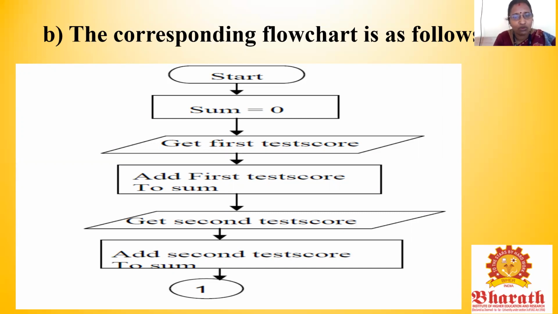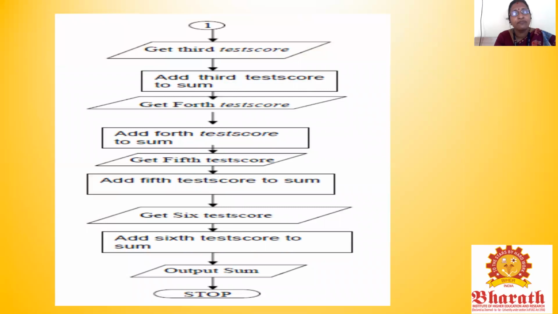Next, get the second test score. That is drawn with the help of the parallelogram. Then add the second test score to the sum, which is mentioned in the rectangular box. Then with the help of the connector, we are connecting and moving to the next page. The connector is named 1. We are continuing the flow.